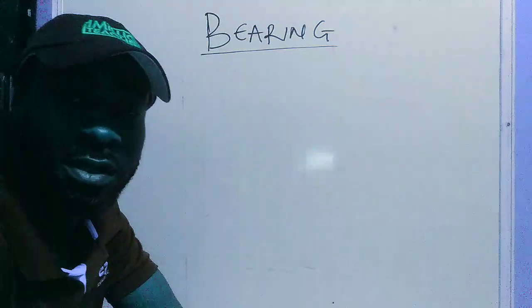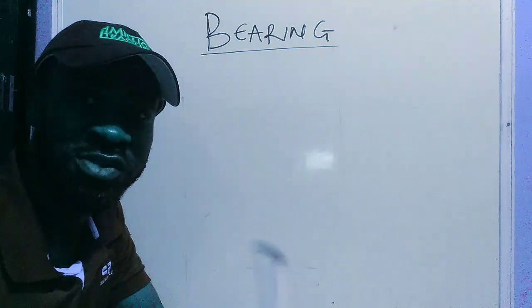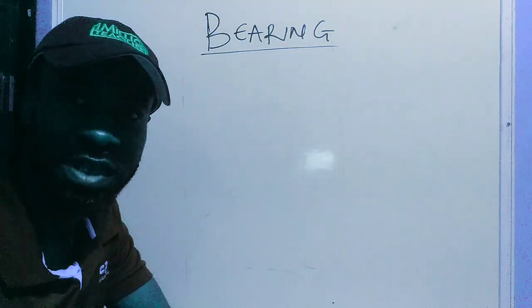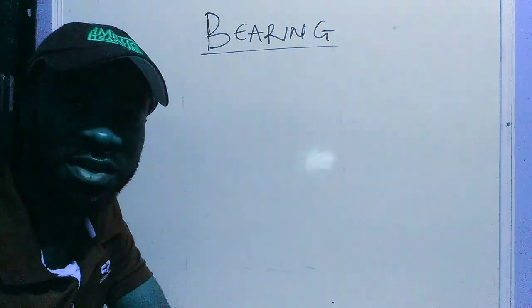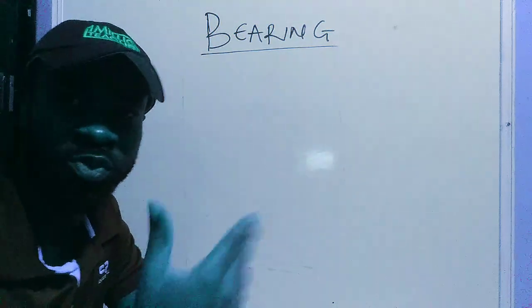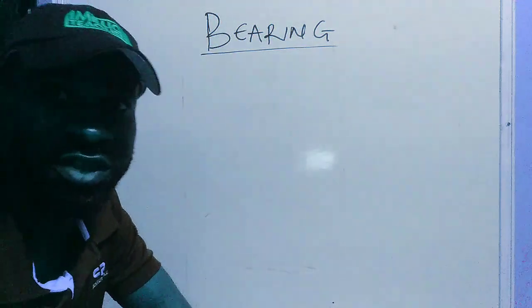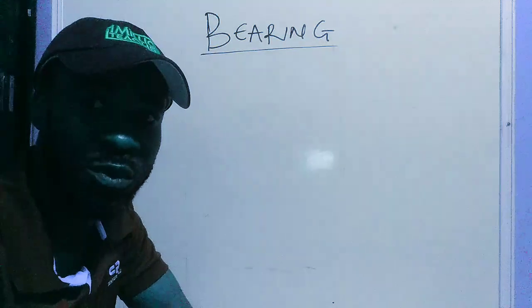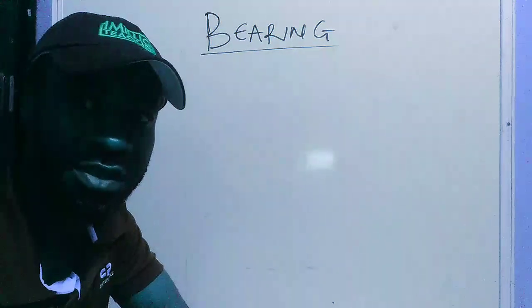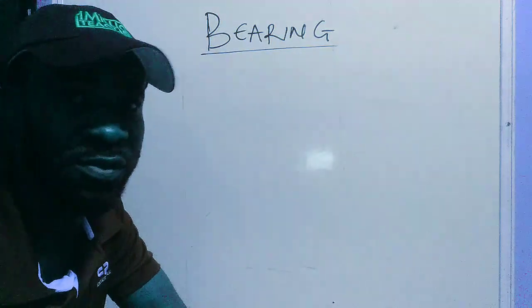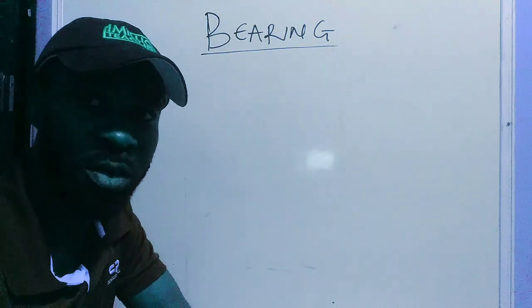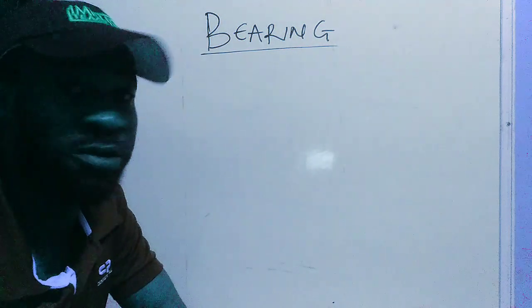Yesterday, I was able to explain what bearing is all about. Bearing has to do with the angular relationship between two points. That's what we were able to establish yesterday. In case you haven't watched that video, please endeavor to watch it so that you can follow up with this. Now, we have two types of bearing.